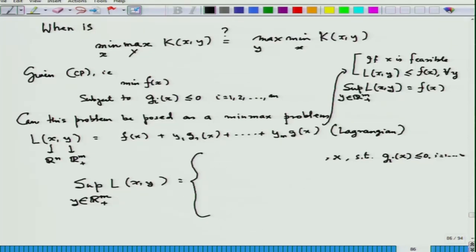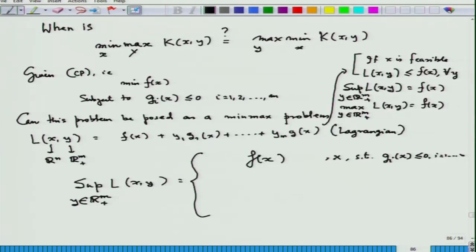Which means, since the f(x) value is one of these values, the supremum is attained. So, when x is feasible, this is what is happening. So, this is what I write down.